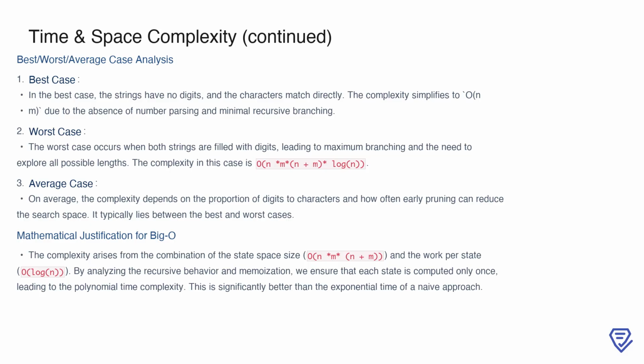On average, the complexity lies between these two extremes, depending on the mix of digits and characters in the strings, as well as how effectively early pruning can minimize the search space. The polynomial time complexity we derived is justified mathematically by combining the size of the state space and the work per state, which ensures that each state is computed only once. This optimized approach is what makes the algorithm significantly more efficient than a naive solution.